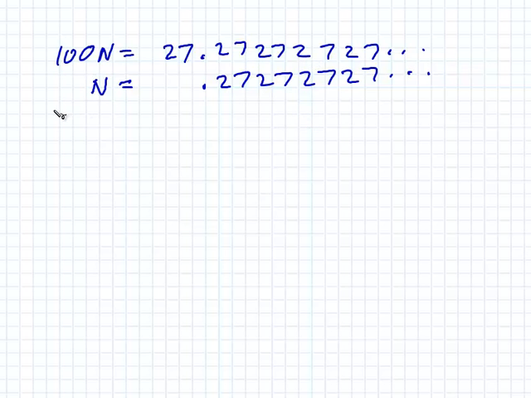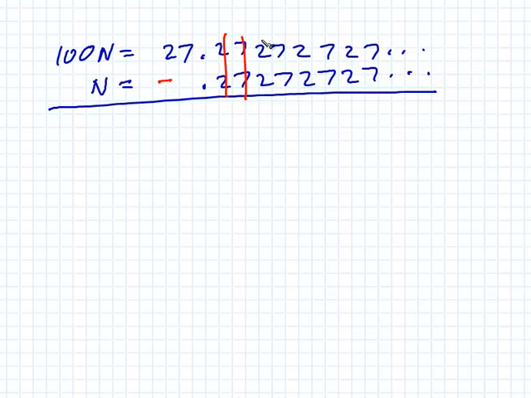Okay? Now watch. Here's where things get nice. What happens if I subtract? Notice that all of these digits which match up, when I subtract, they're going to all go away. All that's left is 27 on the right. What happens if I subtract on the left? What's 100 of something minus 1 of that same thing? 100 of them minus 1 of them. That's going to be 99 of them.